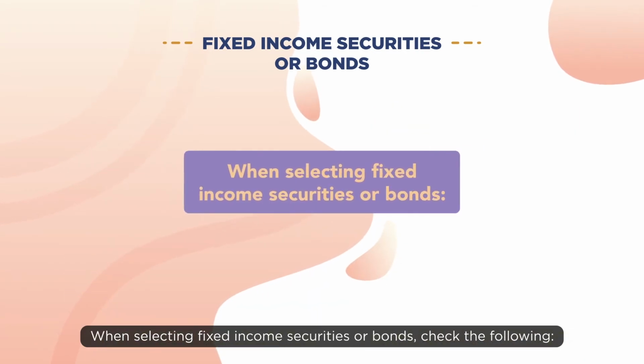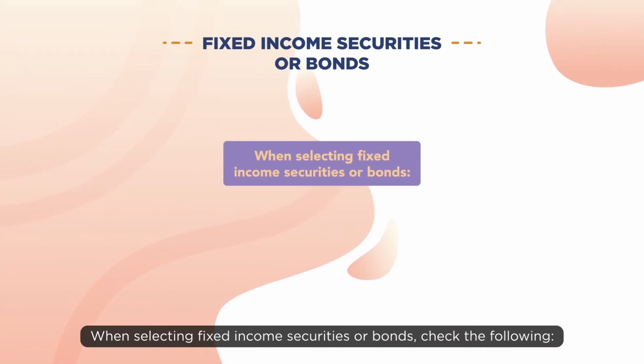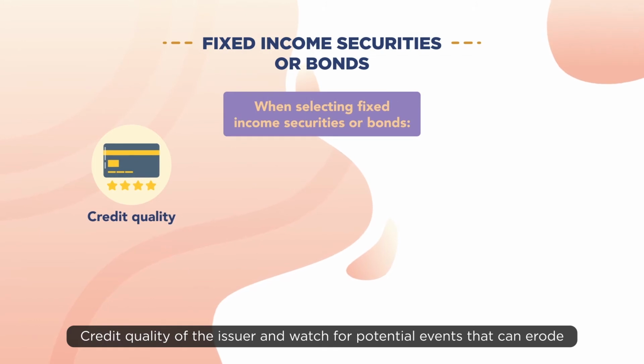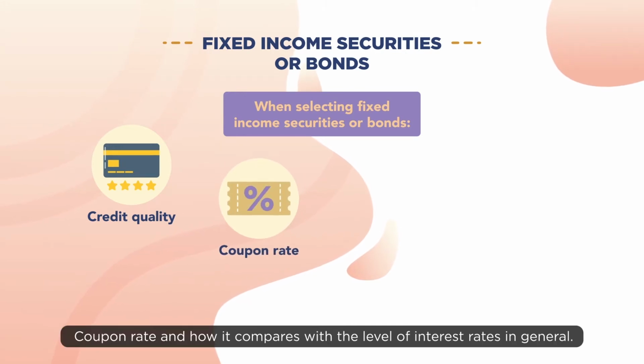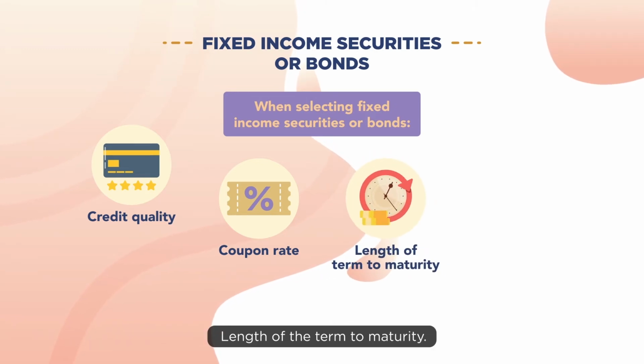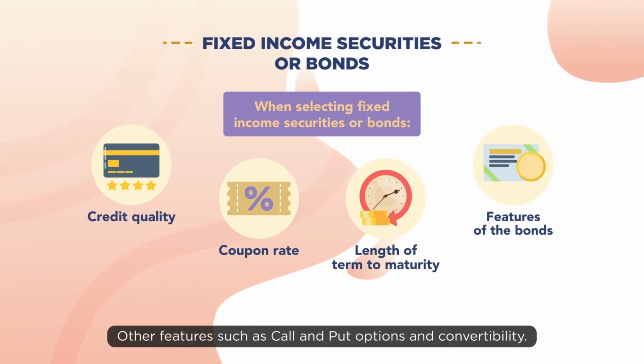When selecting fixed income securities or bonds, check the following: credit quality of the issuer and watch for potential events that can erode the issuer's credit strength. Coupon rate and how it compares with the level of interest rates in general. Length of the term to maturity. Other features such as call and put options and convertibility.